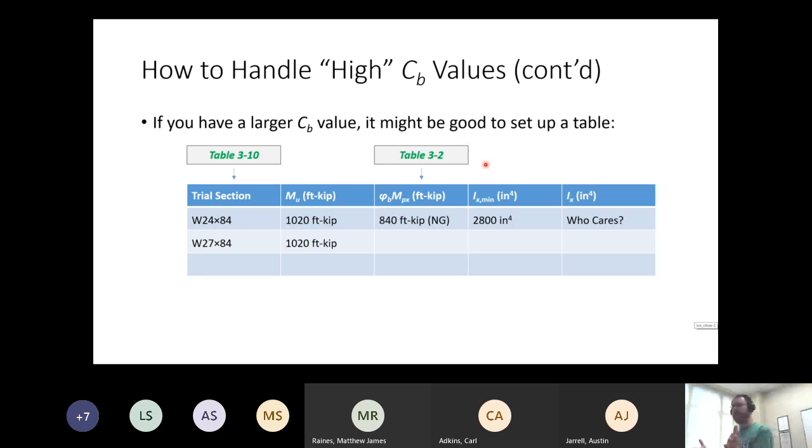Now we have an MU of 1020. What is the W27/84's phi MP? Now you've got to flip back to table 3-2 and tell me what's phi MP. I want chat to tell me that. And I want somebody else to tell me.